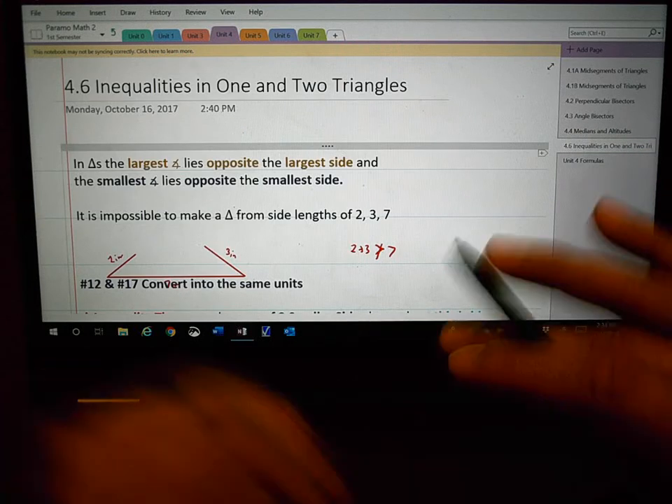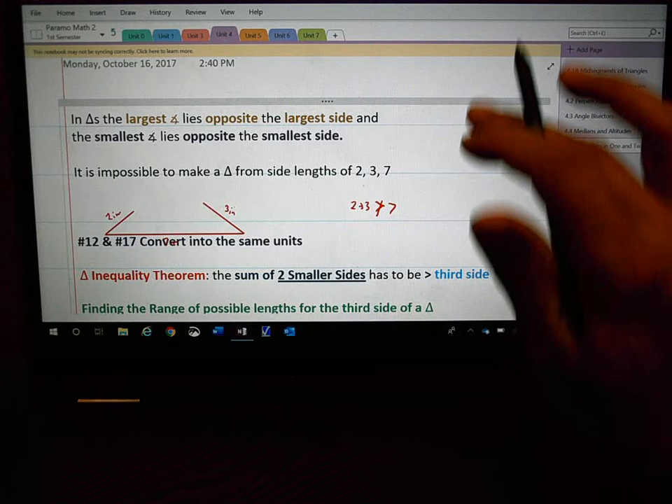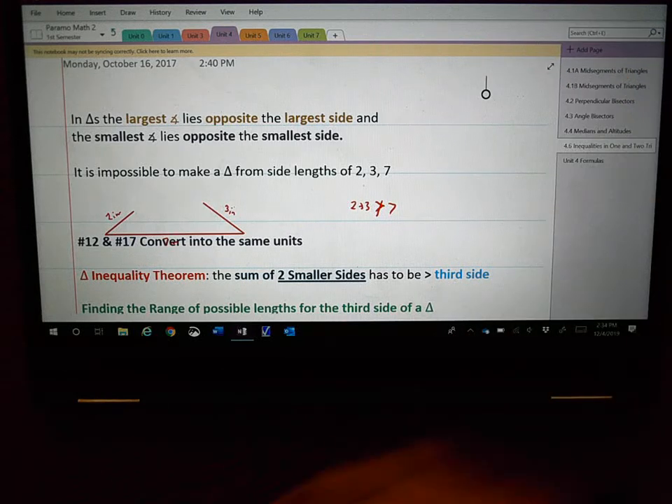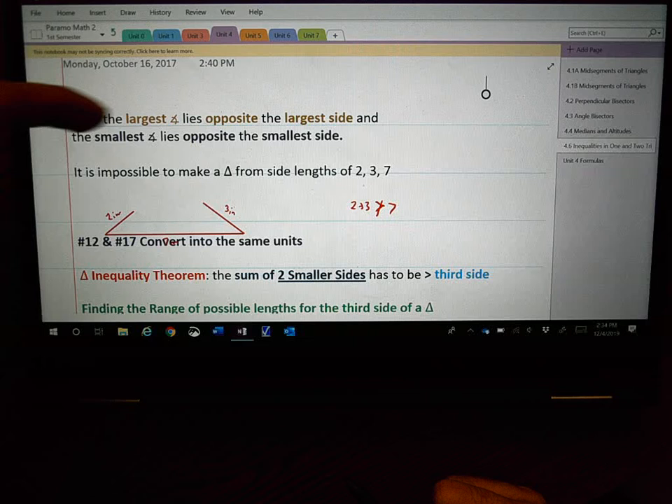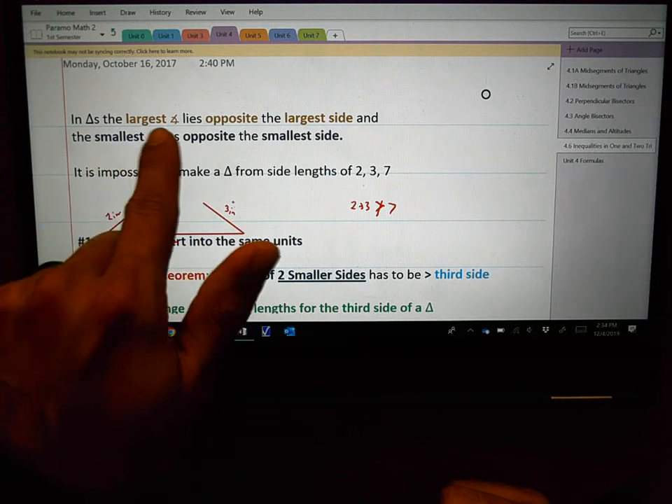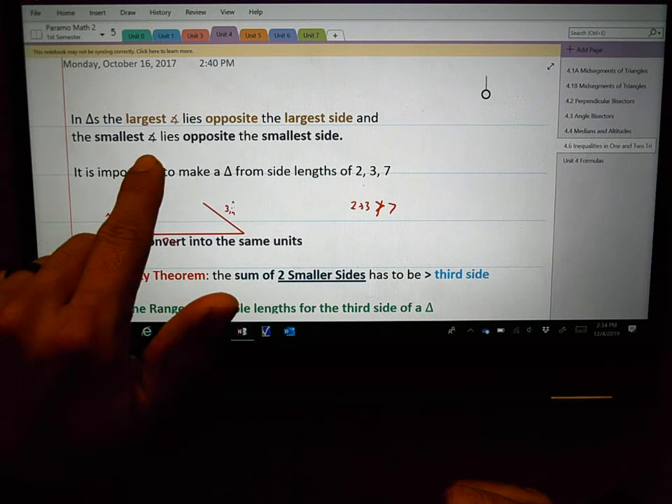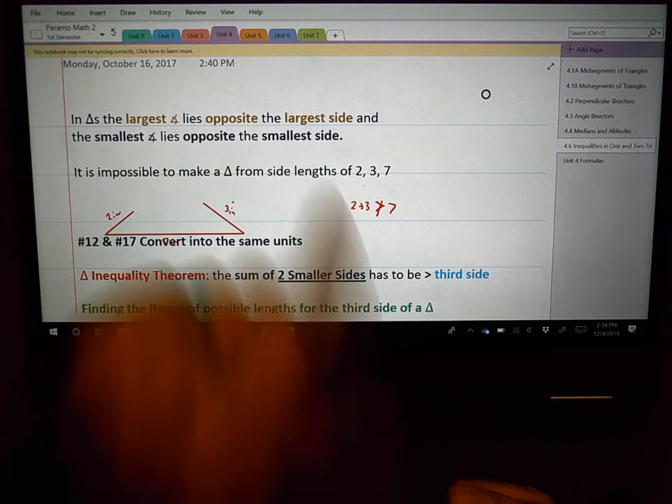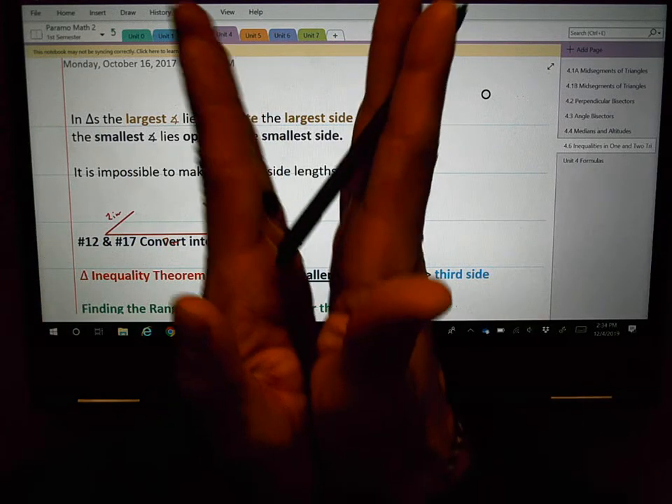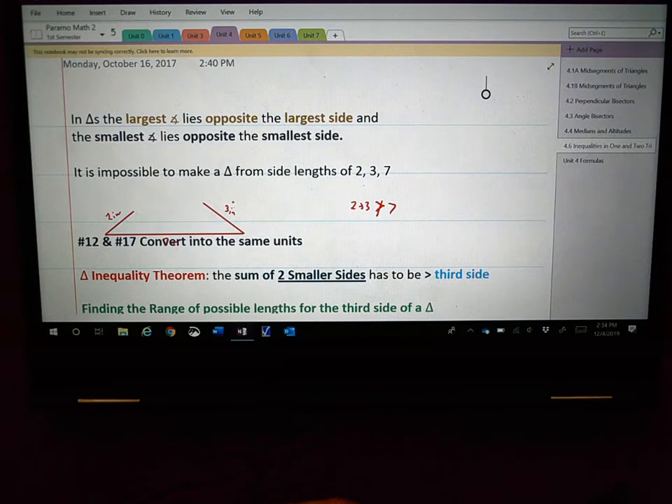The last thing we had to know about triangles were these inequalities, because you had to know how you could make a triangle. You also had to know which one was the smallest angle and the smallest side, because the largest angle would always be across from the largest side, and the smallest angle would always be across from the smallest side. Think about that. As an angle gets bigger, the side across from it gets bigger. That's exactly how it's created from a triangle.